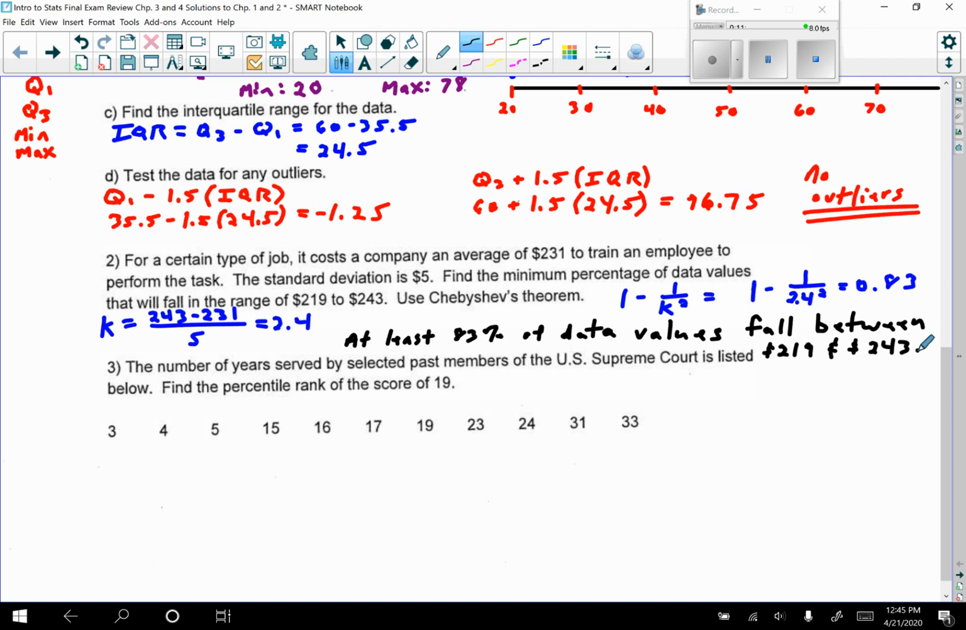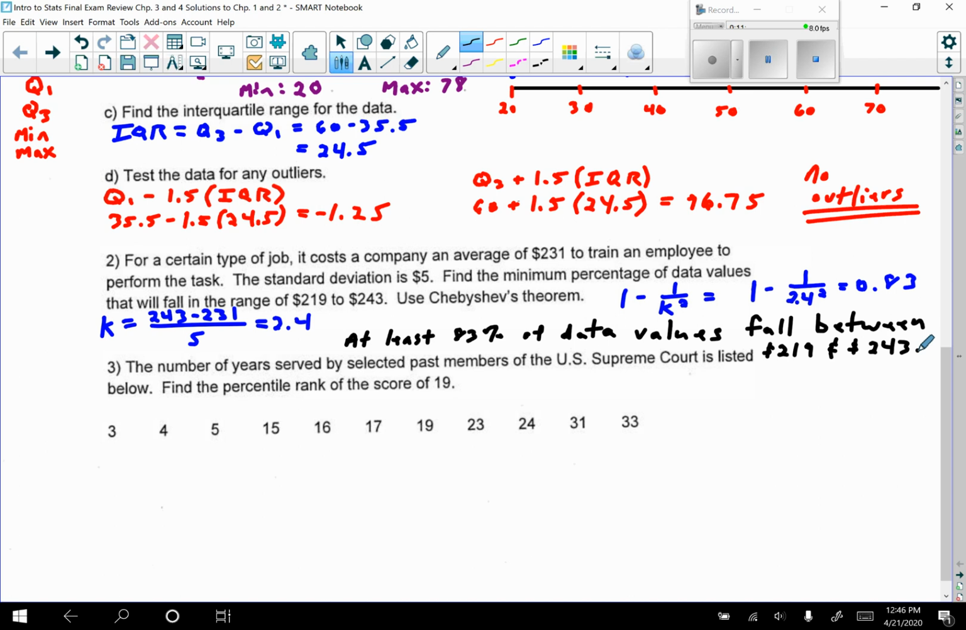All right, so just a refresher on Chebyshev's theorem. For number 3, we're looking at percentiles. We did talk about this back in this chapter. It says the number of years served by selected past members of the U.S. Supreme Court is listed below. Find the percentile rank. Remember, it's not the same as a percentage.